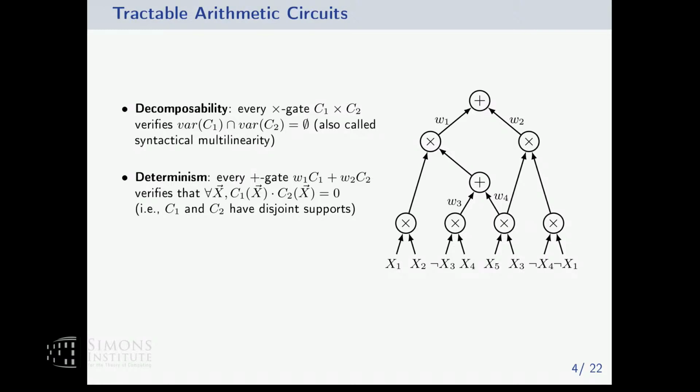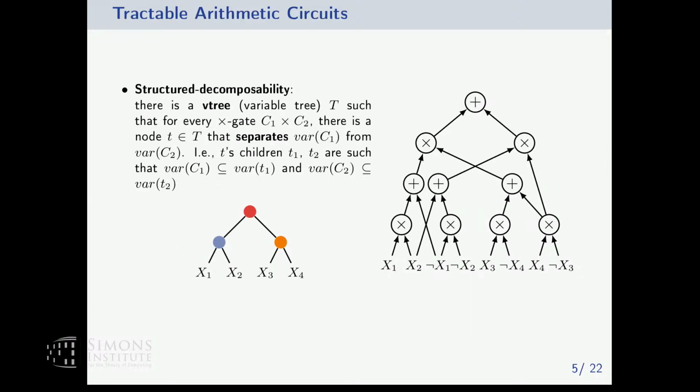So disjoint support for the two input circuits means that for every assignment to the variables, one of the two inputs will return zero, at least one. Maybe both of them will, but at least one will. Good. And there are other kinds of properties that we can add, like smoothness, which I'm not going to describe. We can often take it for granted.